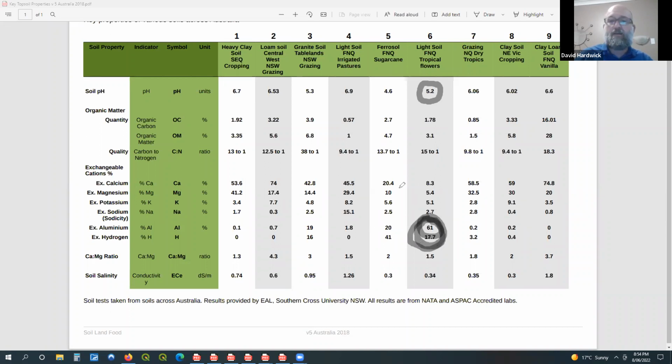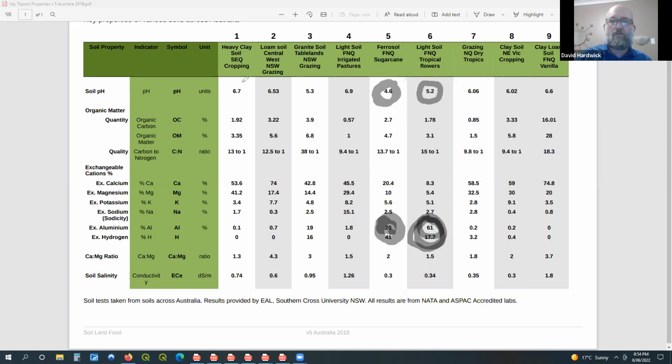This one here is a pH of 4.6. It's even more acid, but it doesn't have as much aluminium, only 20%. It's still very acidic, and it's got more hydrogen. It's still acid, but not as much aluminium in the front bar, so plenty of hydrogen mucking around.